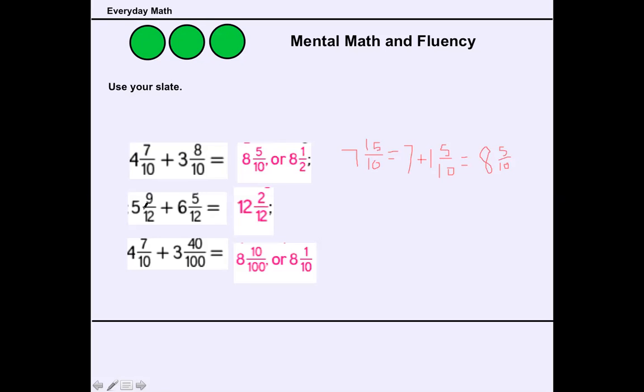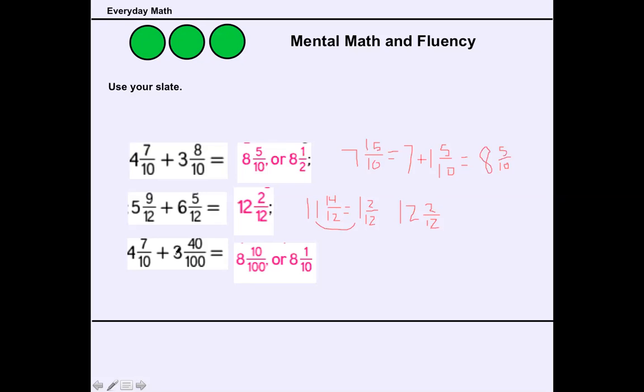For the next one, 5 plus 6 is 11. 9 plus 5 is 14/12. 14/12, 12 goes into 14 once, and then I have 2 12ths left over. So 11 plus 1 is 12, and 2 12ths.